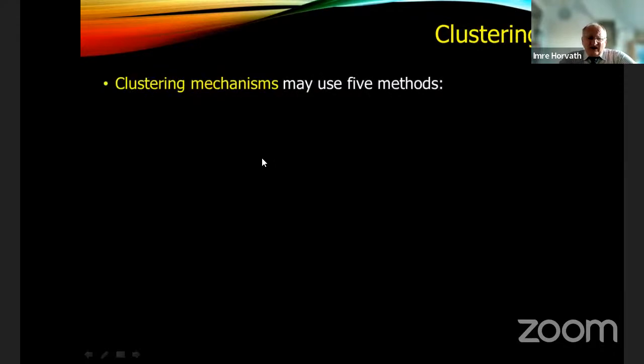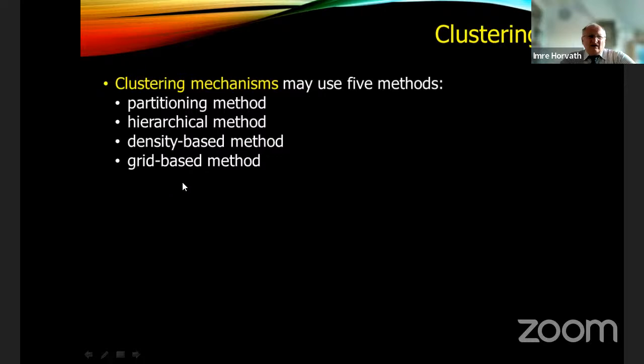Since clustering is a very important activity with regard to smart cyber-physical systems, I would like to mention that clustering mechanisms may use five computational methods: the partitioning method, the hierarchical method, the density-based method, the grid-based method, and the model-based method. They are almost interchangeably used, but I believe that depending on the input data, we have to consider what is the best method for clustering.